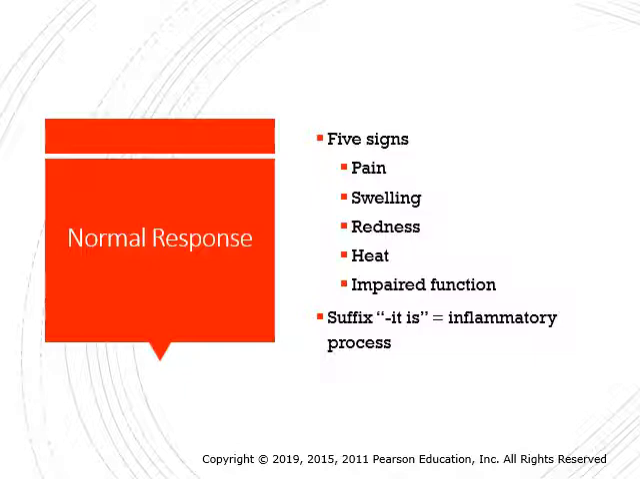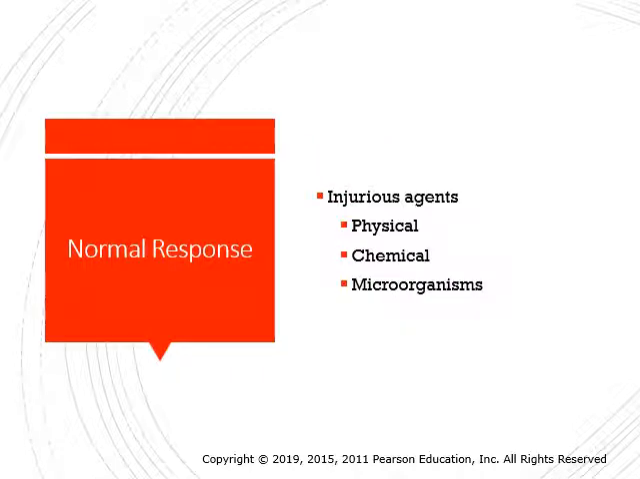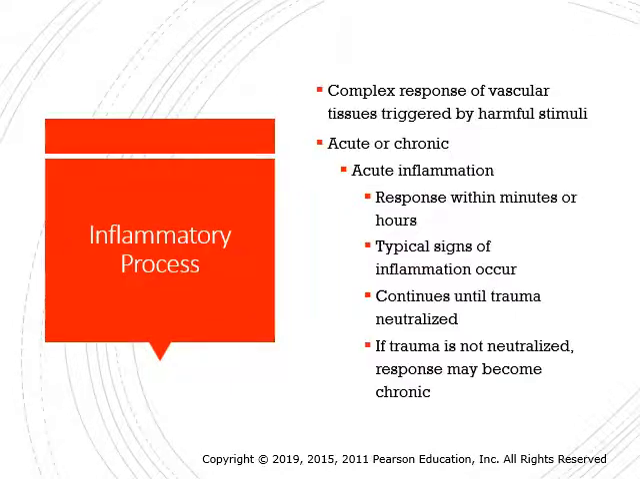Keep in mind that these 5 signs may also be an indicator of infection, but these start during the inflammatory process. The injurious agents can be physical, chemical, and they can also be microorganisms. The inflammatory process is a complex response of vascular tissues triggered by harmful stimuli. So an insult or injury to the tissues causes the onset of the inflammatory process.